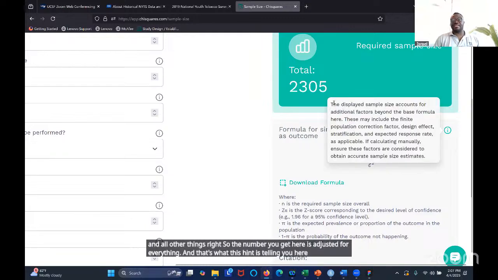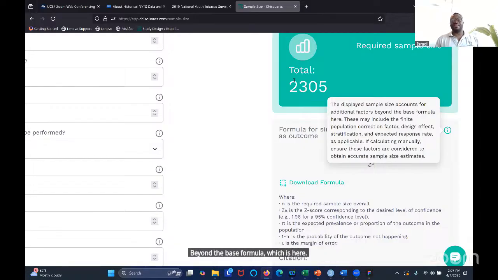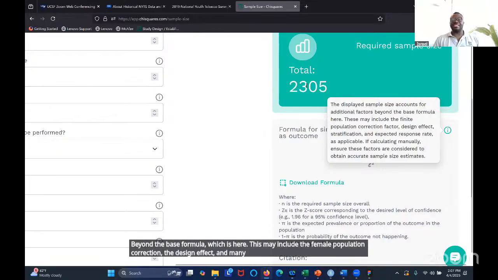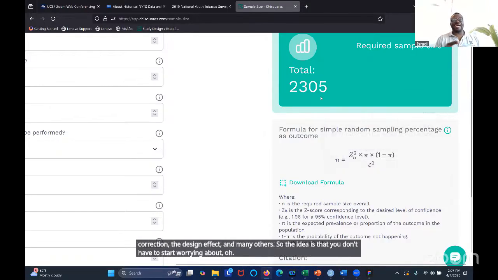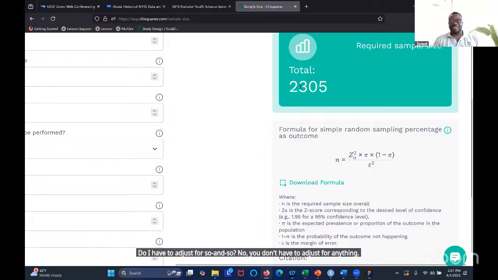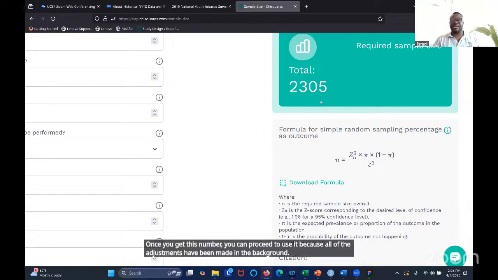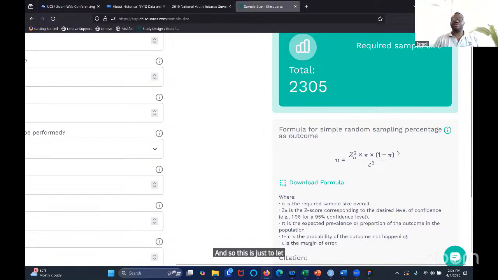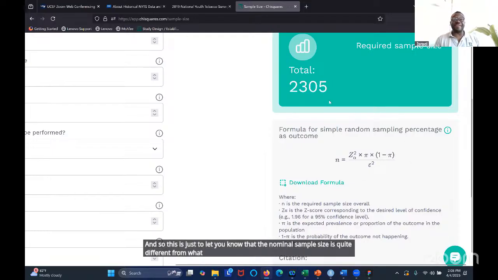This hint is telling you that the displayed sample size accounts for additional factors beyond the base formula, which is here. This may include the finite population correction, the design effect, and many others. So the idea is that you don't have to start worrying about, oh, do I have to adjust for so and so? No, you don't have to adjust for anything. Once you get this number, you can proceed to use it, because all the adjustments have been made in the background. And so this is just to let you know that the nominal sample size is quite different from what you expect from the effective sample size.